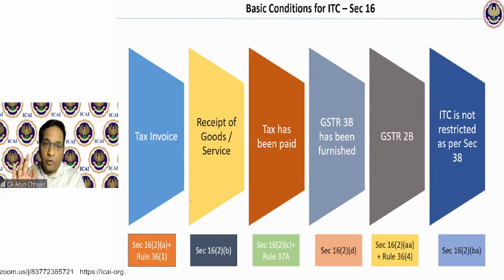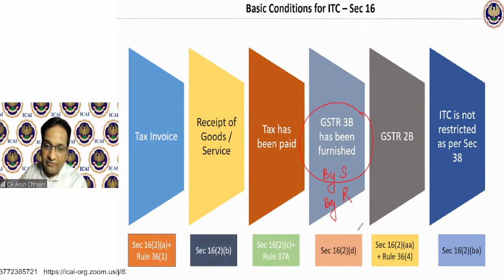Goods or services should be received. Taxes have been paid. GSTR 3B has been furnished. Now you all tell me, GSTR 3B has been furnished. My point is, by the supplier or by the recipient?